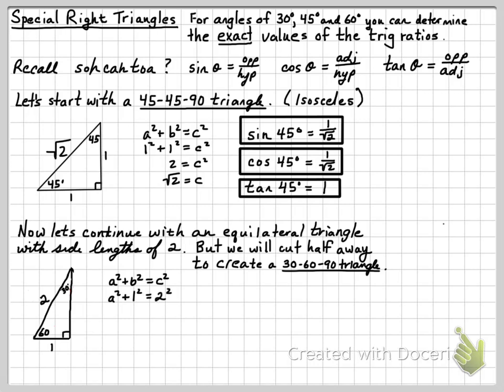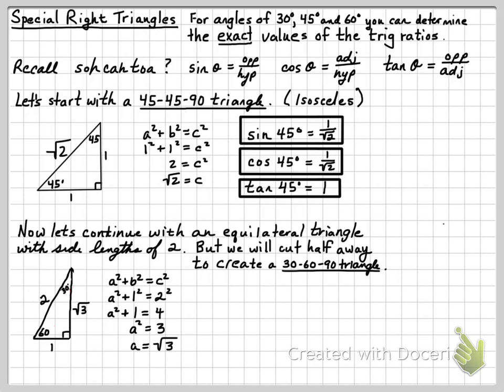So we're going to say a squared plus 1 squared equals 2 squared, which means a squared plus 1 is equal to 4. A squared is going to equal 3. If we subtract 1 from both sides, take the square root of both sides, a is going to be root 3. Now that we know that side is exactly root 3 in length, now we're going to figure out our sine, cosine, and tangent values for the 30 degree angle and the 60 degree angle.